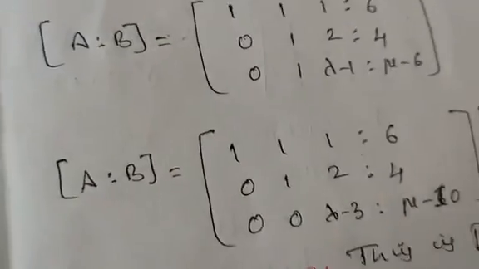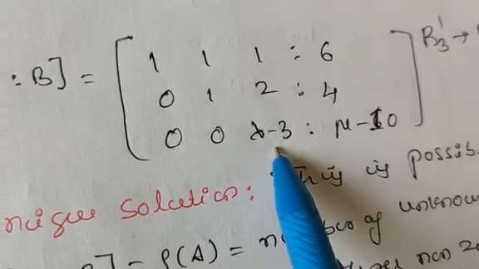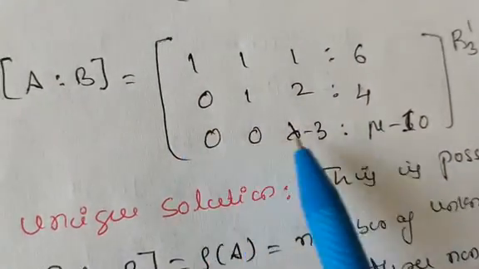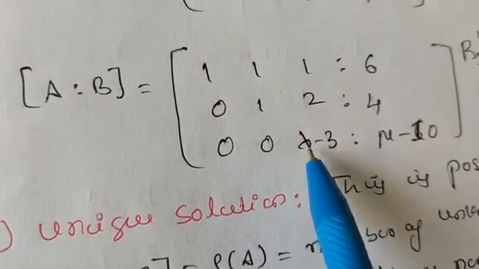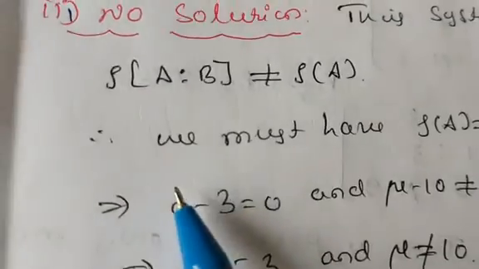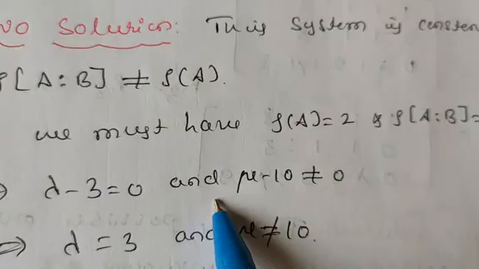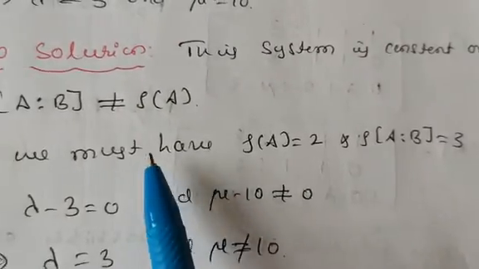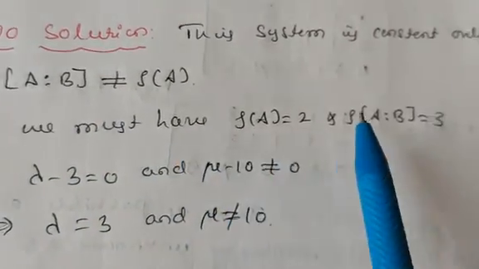Rank of A equal to 2 means there should be 2 non-zero rows here. That is, this lambda minus 3 should be equal to 0. That is, here lambda minus 3 is equal to 0. And rank of AB should be equal to 3, we can take here.